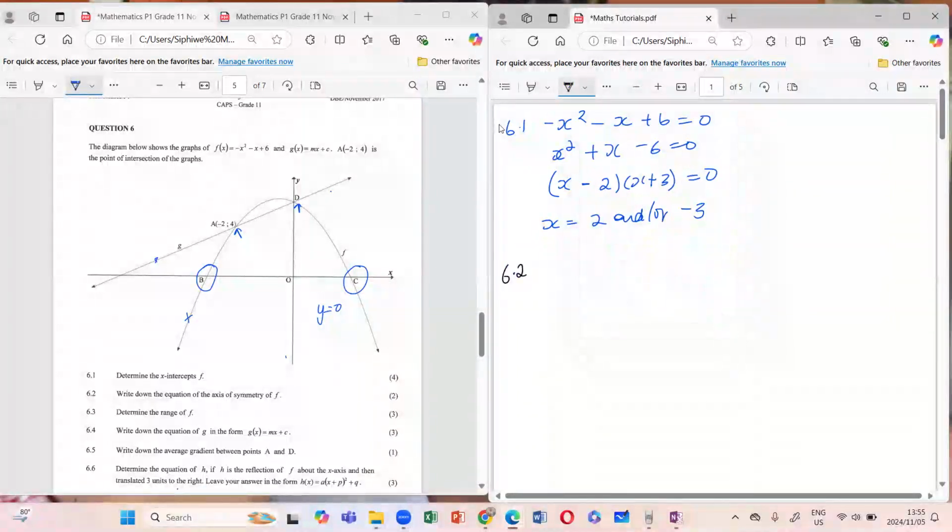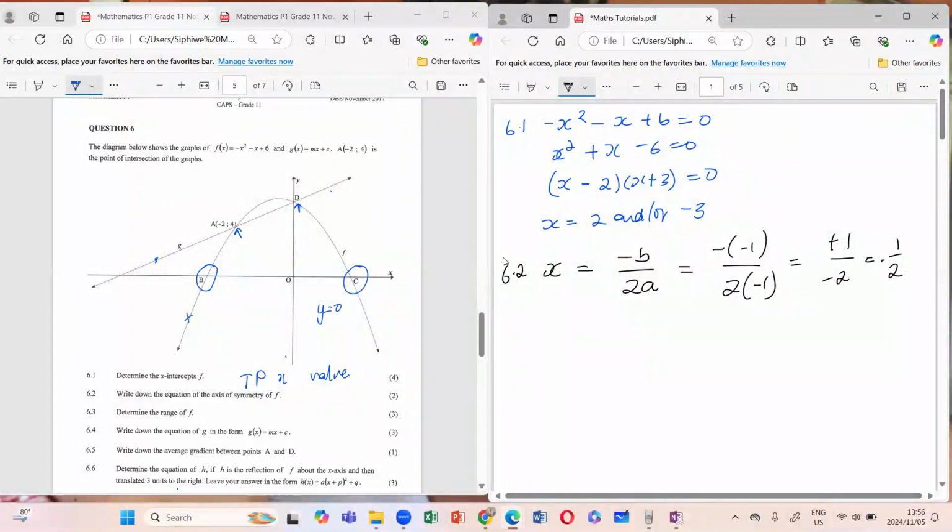6.2 says write down the equation of the axis of symmetry of f. So this is an x value. So you need the formula for these questions. We have minus b over 2a. Our minus b is negative 1 over 2 times negative 1, so that gives us the axis of symmetry is x equals negative half.